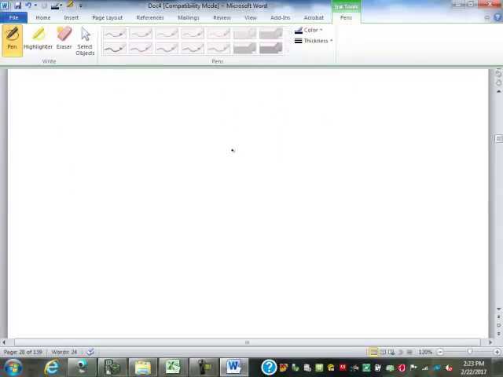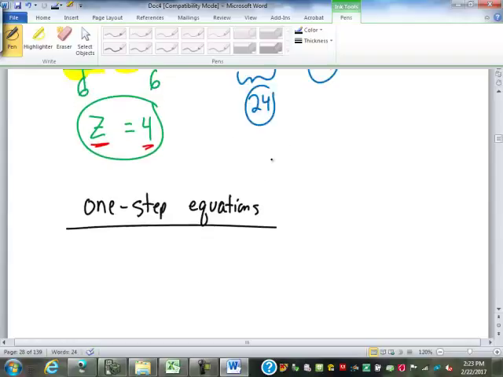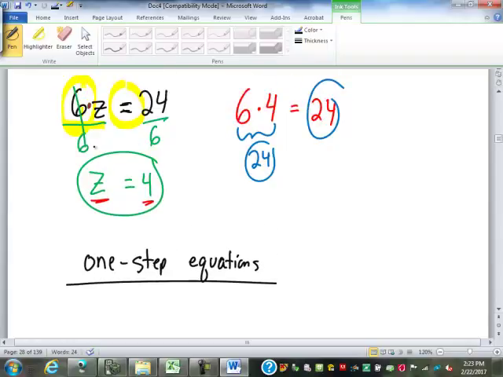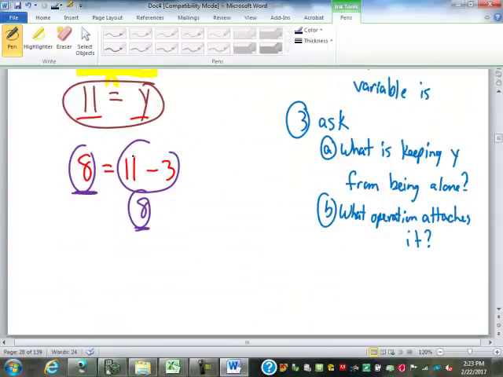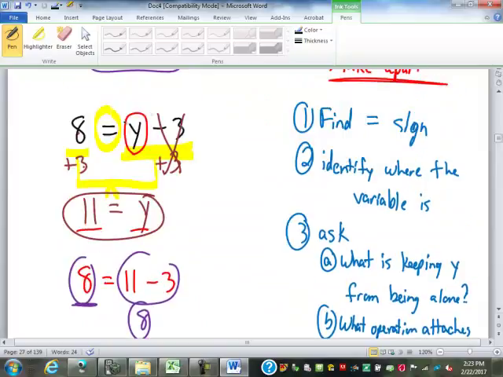Well, so far we've looked at simple equations, or what we call one-step equations. And the reason they're called one-step equations is there's only one step taken to build them, and there's only one step taken to solve them. This one was built by multiplying by 6. We divided by 6 to solve it. One step. This was built by subtracting 3, so we added 3 to solve it. Again, one step to get to the solution.